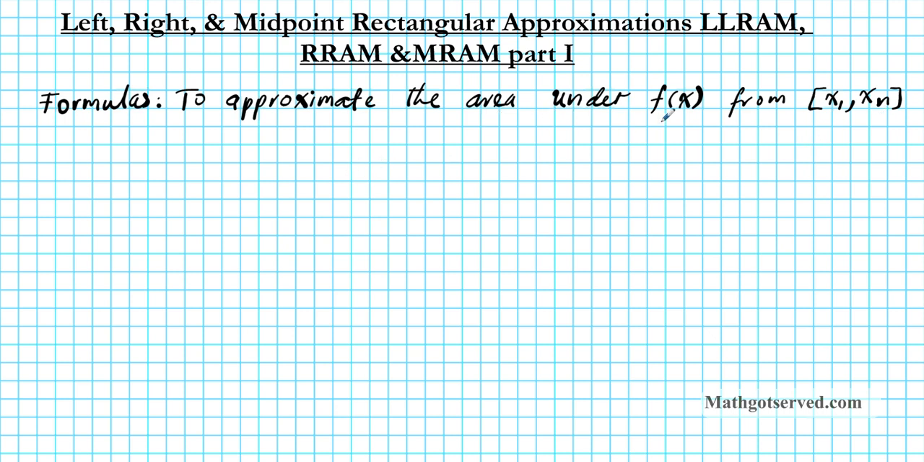Now, the area under a function from x sub 1 to x sub n can be written using the tool of calculus as the definite integral from the lower bound x sub 1 to the upper bound x sub n of the function dx. So this is the same thing as the area under the function f of x from x sub 1 to x sub n. Now, how can we approximate this?